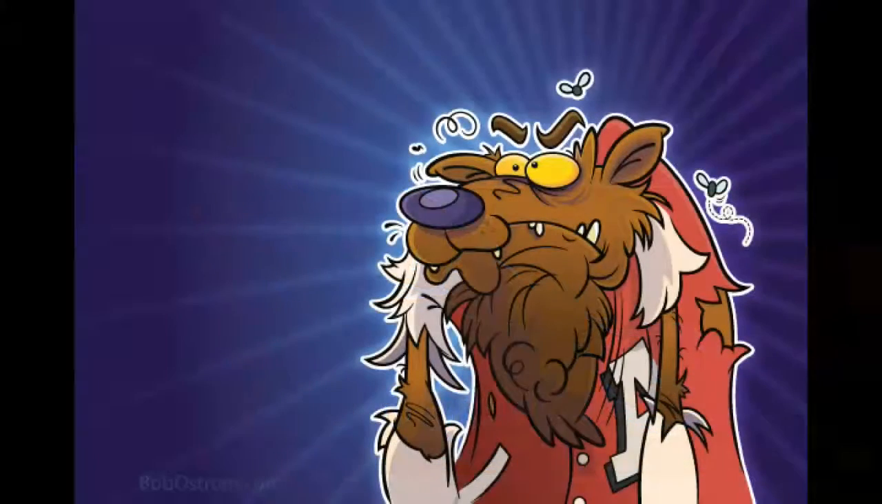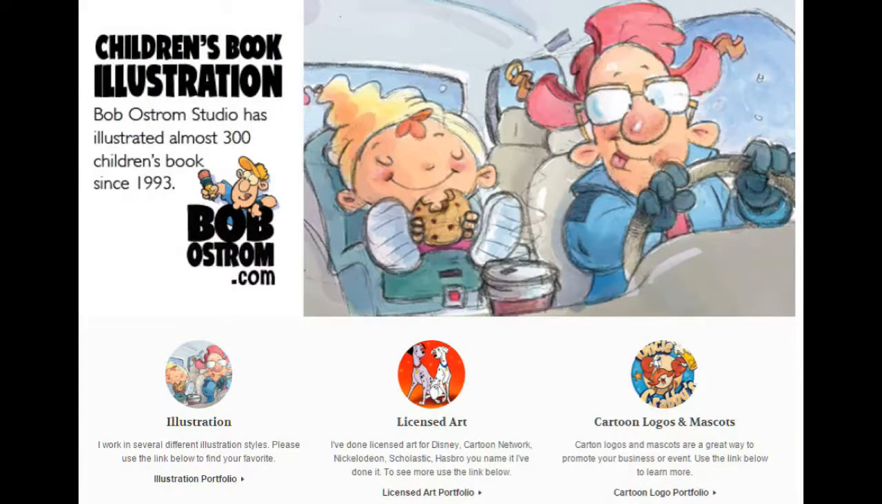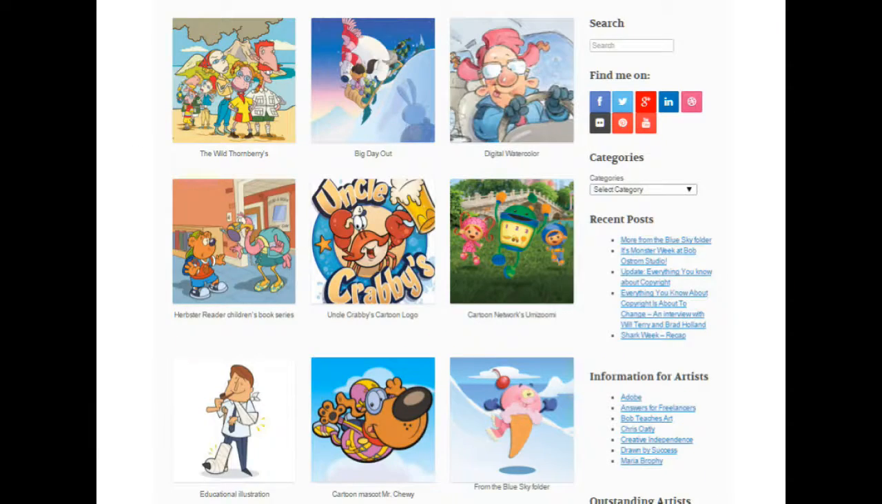Bob Ostrom has illustrated more than 250 children's books for nearly all of the major trade publishers, and for the best-known children's media markets such as the Disney Channel, the Cartoon Network, and Nickelodeon.